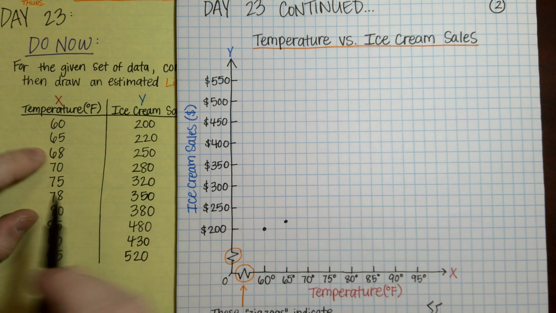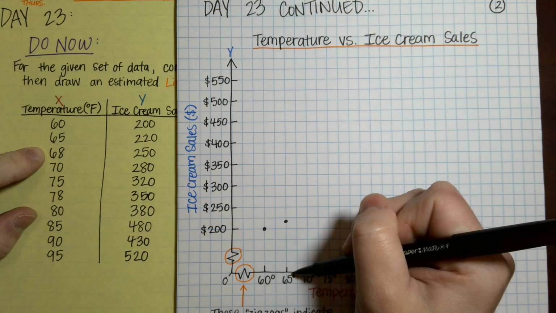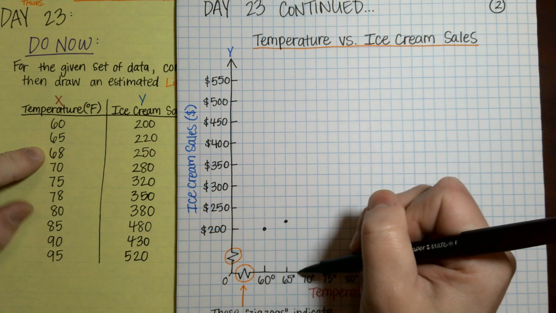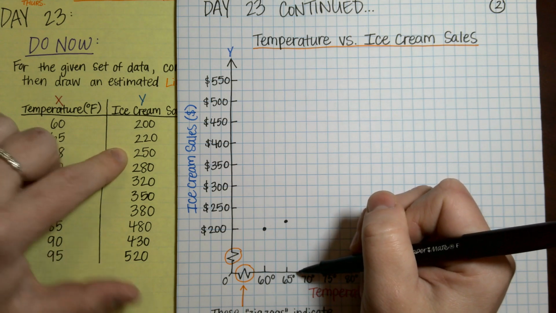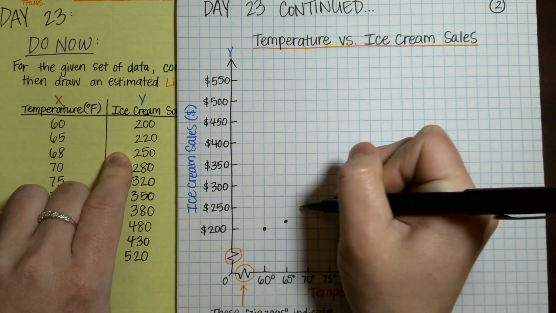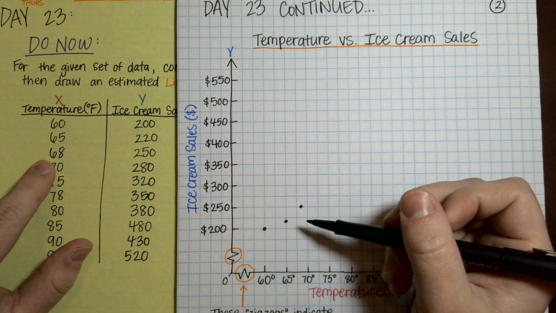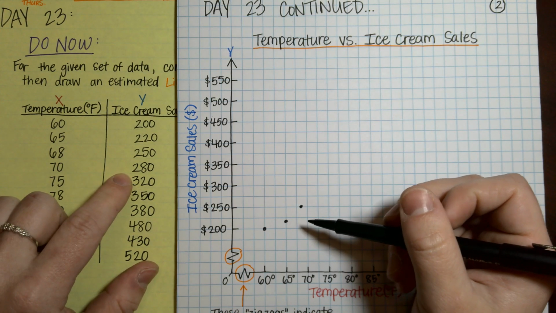Okay, now let's go to 70 degrees. Oh, no, I skipped one. 68. So that's going to be somewhere in between here. 65, 66, somewhere in here. And then they had $250 that day. So right there. Then we have 70 degrees and $280.